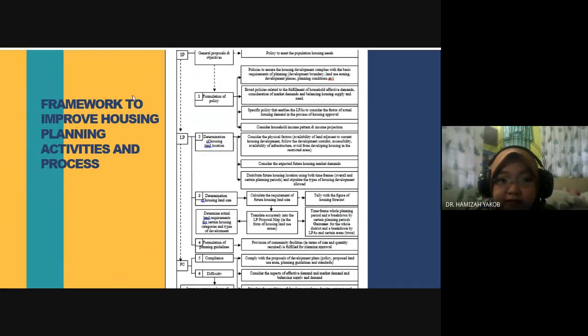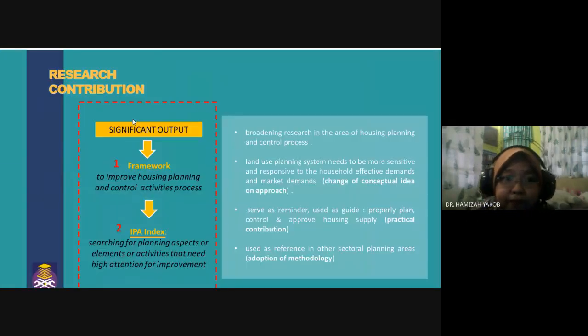Okay, basically this is the framework as a research output. So the framework to improve housing planning activities and process basically involves policy, land location, land size, guidelines, compliance, and also difficulty. This is all based on recommendations highlighted in expert interviews. Okay. So this is the research contribution. The significant outputs are two: based on the framework that I mentioned previously, and also the IPA index in terms of searching for the planning aspects that need high attention for improvement.